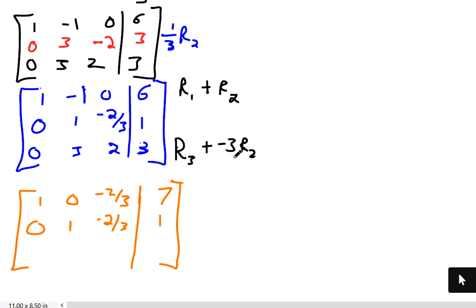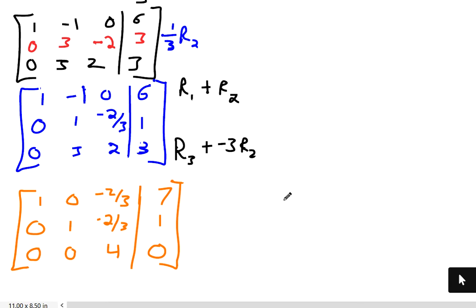Row 3, I'm adding negative 3 times row 2. So negative 3 times 0 makes 0. 0 plus 0 makes 0. Negative 3 times 1 makes negative 3. Negative 3 plus 3 makes 0. Negative 3 times negative 2/3, that makes 2. 2 plus 2 makes 4. Negative 3 times 1 makes negative 3. Negative 3 plus 3 makes 0.